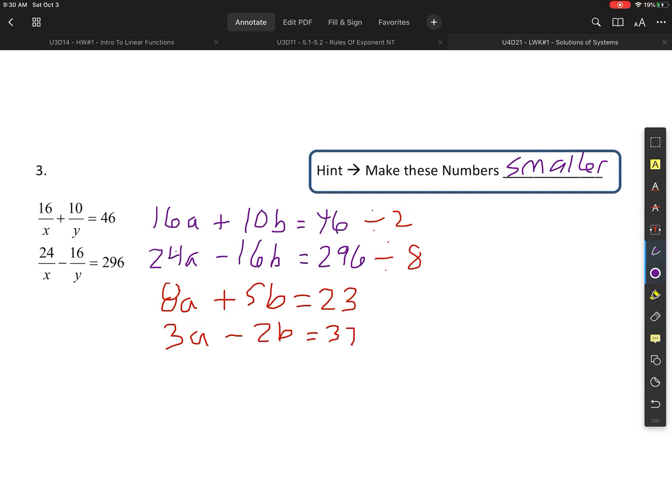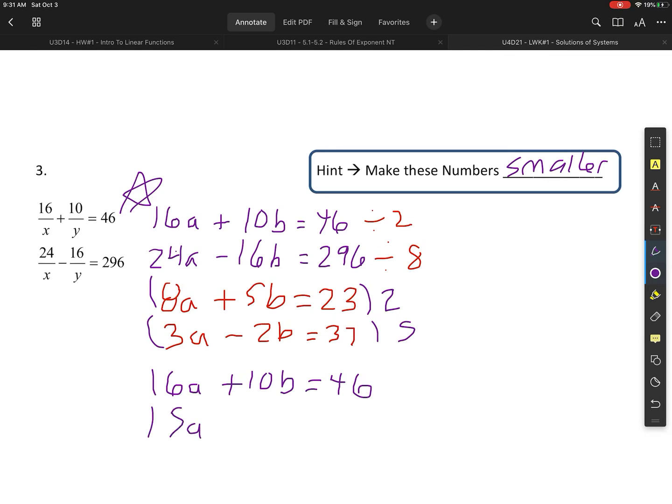Alright, so now I got it set up. I'm going to solve. What do I want to get rid of first? I'm going to get rid of b. Top times 2, bottom times 5. 16a plus 10b equals 46. Now look, in this situation it's kind of funny. I brought myself back to my top equation, but it just happens like that. You never know. 15a minus 10b equals 185.